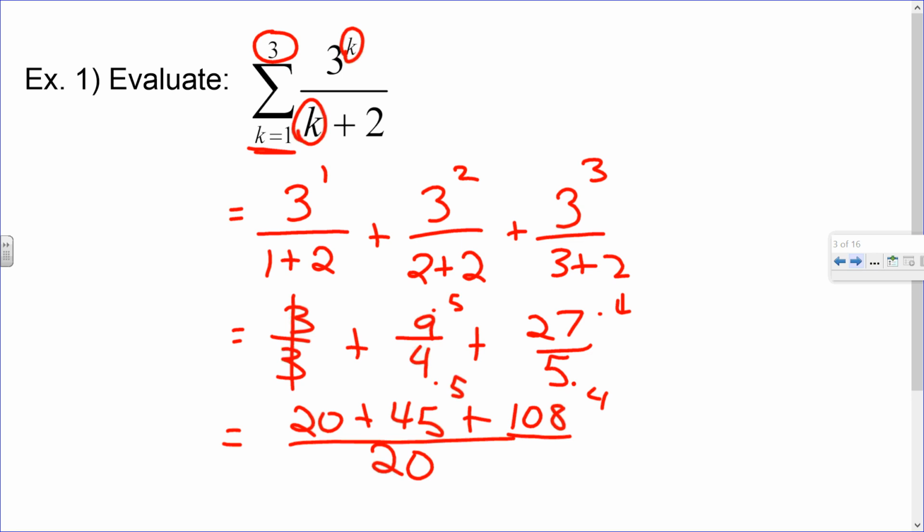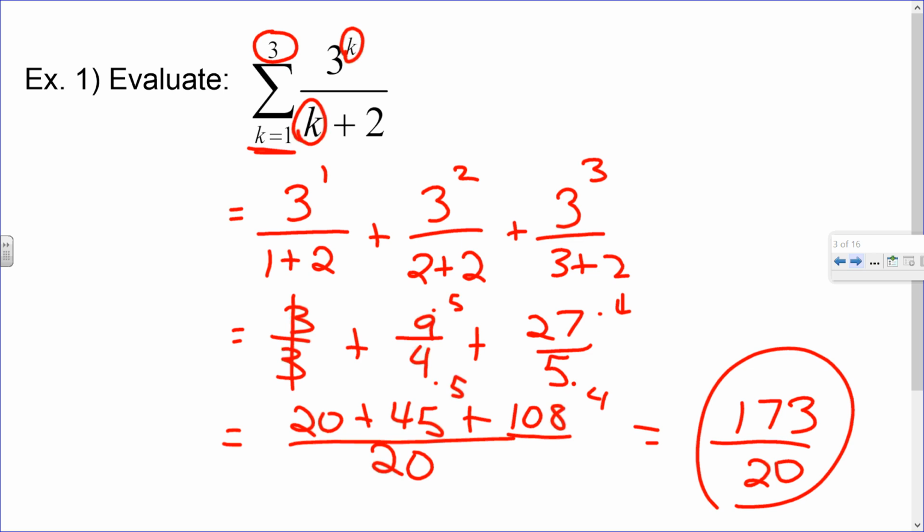And then if we add all of those up, 5 and 8 is 13. 1 and 2 is 3, and 4 is 7. 173 over 20, is that what you guys got on it? That look right? Okay, questions with that one?